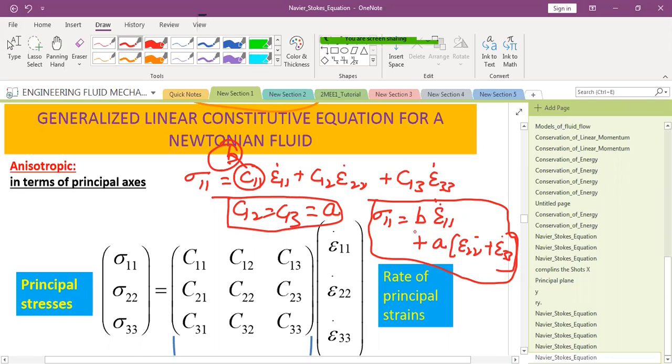So just a mathematical manipulation now. I am adding and subtracting A E11 dot. I am adding as well as subtracting. This is just a mathematical manipulation to convert this into a more convenient expression. So when I add and subtract this, what do I get?